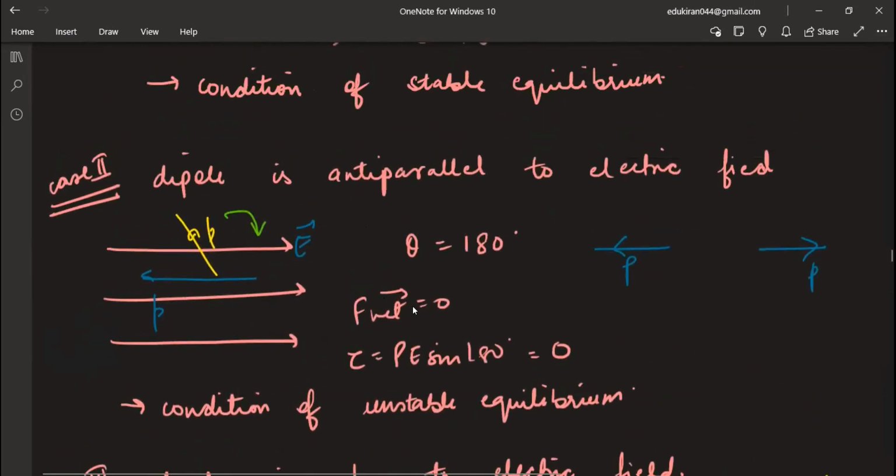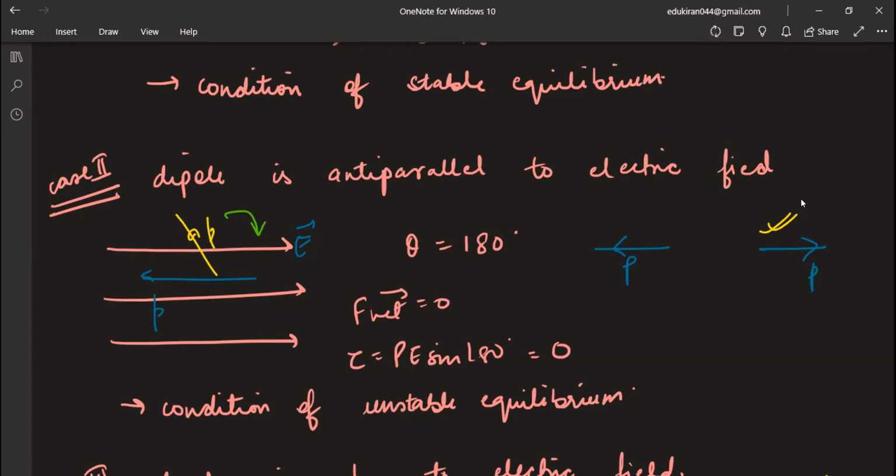F net will again be 0, torque will still be 0. But see, in this case, this is the original position of the dipole right now, anti-parallel to electric field. Now, if I disturb it, it won't come back to its original position, right? Torque will do what? Torque will align it again. So the original position was this, but now the dipole will be this because of torque. So we say this is unstable equilibrium. Equilibrium is achieved, F net is 0.